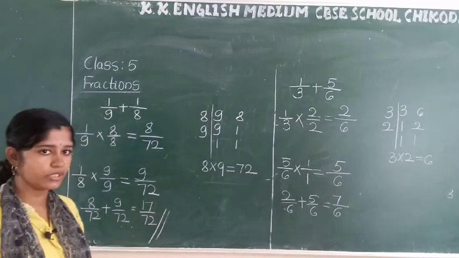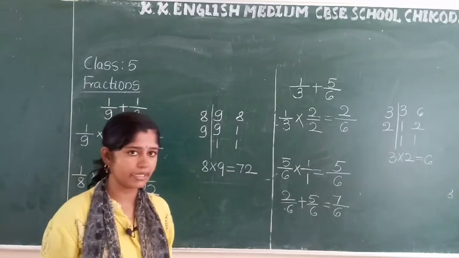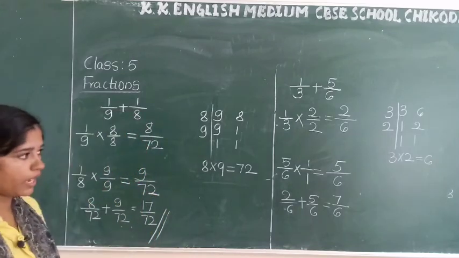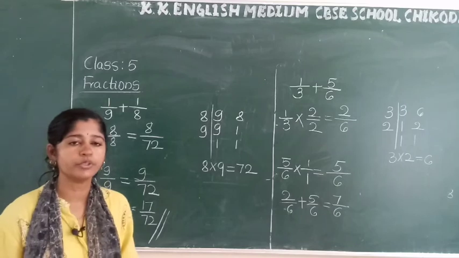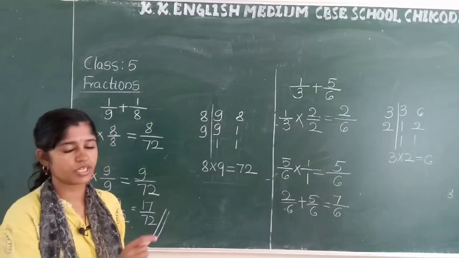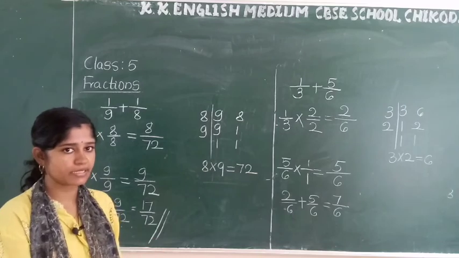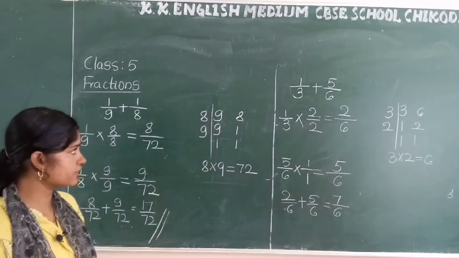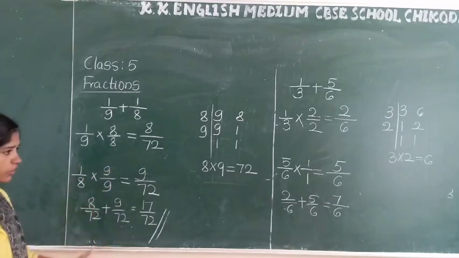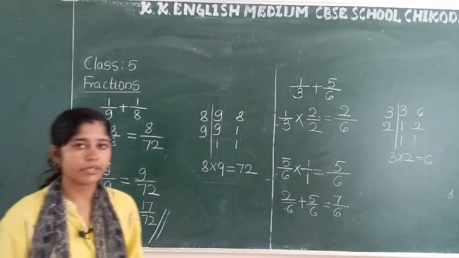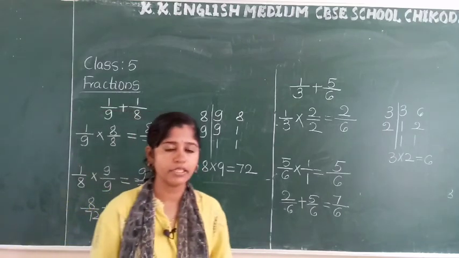In this class you learned how to add like fractions and how to add unlike fractions. If you have a question where like fractions are there, there is no need to add the denominators; just add the numerators and write the denominator as it is. When you are adding unlike fractions, you have to follow all these steps. I hope all of this, whatever I taught in the class, is clear to you.